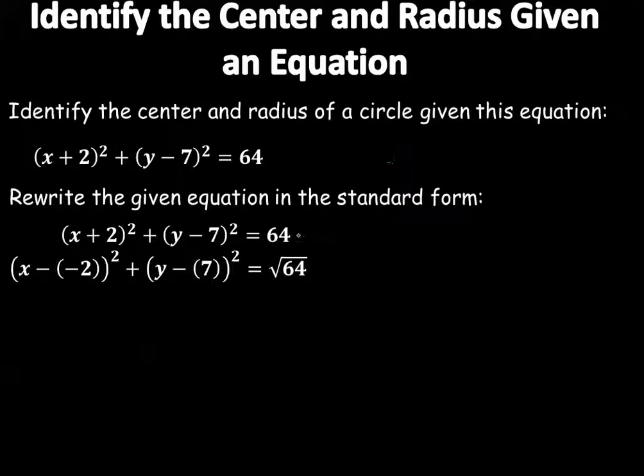So here I just wrote the equation down again. I've written it in standard form. So remember, whenever I have this as a positive, that means that I was actually dealing with a negative 2. So I'm going to have x minus a negative 2, and then y minus 7 squared. And remember, your radius is squared, so that means I'm going to have to figure out what is the square root of 64. That is what's going to happen here.